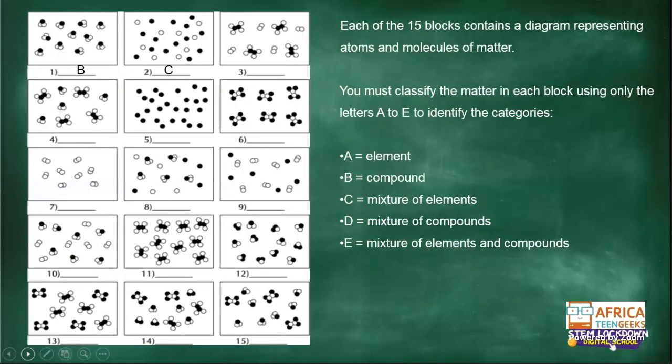So it is C. C is a mixture of elements. Now let's look at why it's a mixture of elements, because most of you said it's an element. Can you see that one is a black circle and one is a white transparent circle? That means that there are two different types of elements together. It's not bonded together like you find in number 1, sorry. It is separated, so it is a mixture of elements.